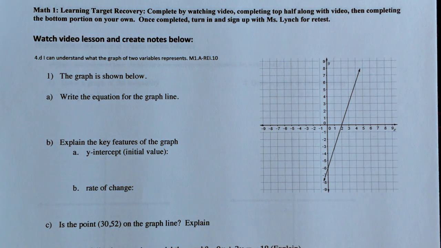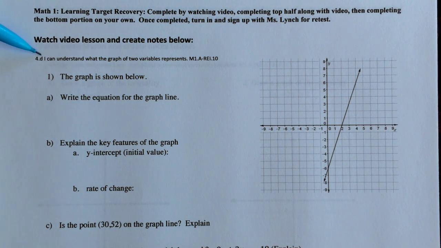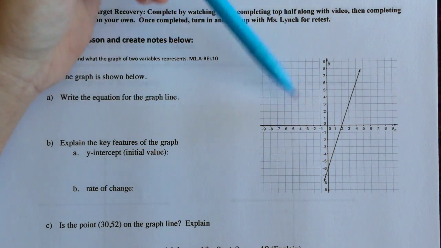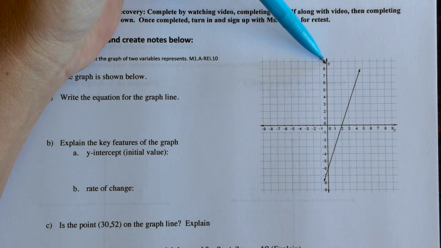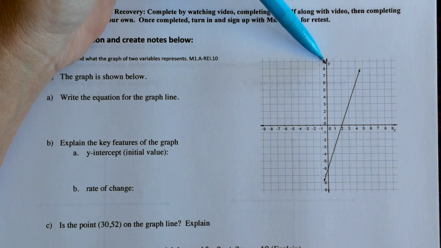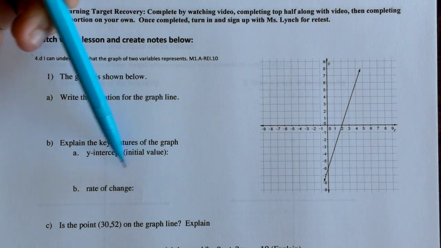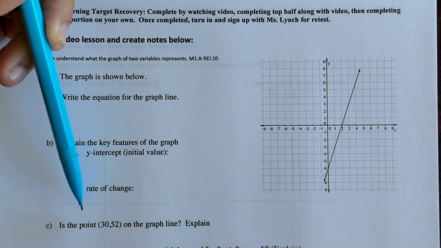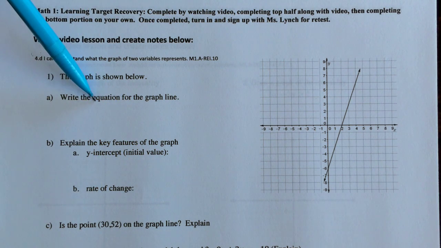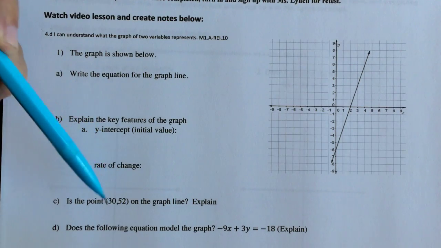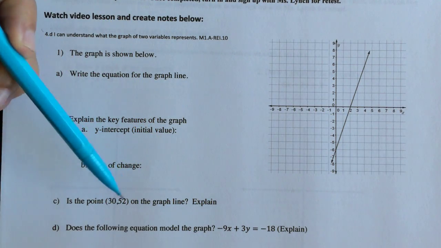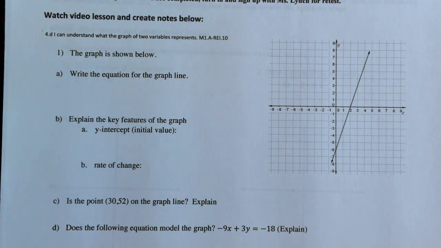So in this video, we're looking at Learning Target 4D, so that's Focus Standard 4, Learning Target D. I can understand what the graph of two variables represents. So this is two variables because it's graphing both an x and a y coordinate. And we're going to figure out what that represents, meaning we're going to be thinking about things like what's the y-intercept, what's the rate of change, making the equation, and then seeing if some of these points that we have here model this graph that we have here.